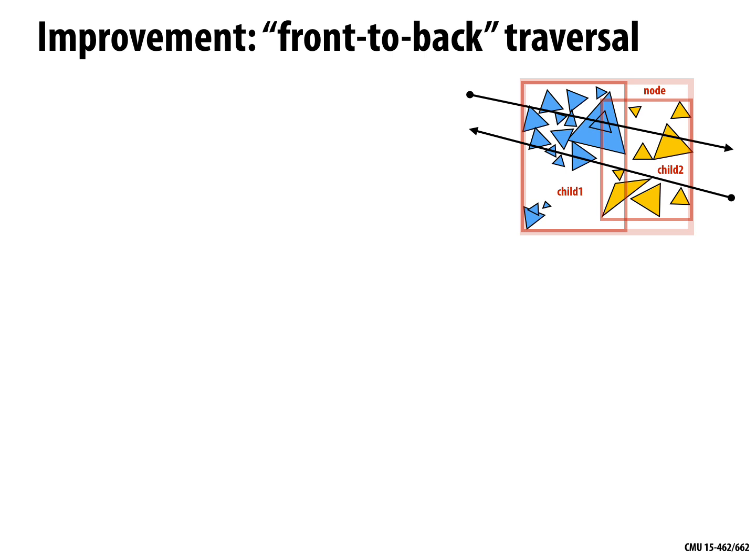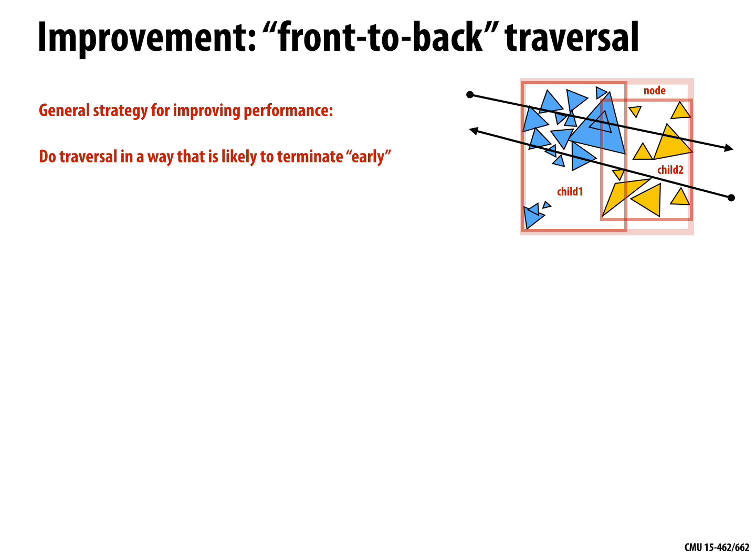There's lots of ways we can improve the performance of this traversal, and generally, the strategy for improving performance is to do traversal in a way that's likely to terminate early, right? Think about how geometry and rays in your scene are probably distributed, or how this query is probably going to go, and then think, well, can I be smart about the order in which I visit different pieces of this bounding volume hierarchy? Can I traverse the tree in an intelligent way?